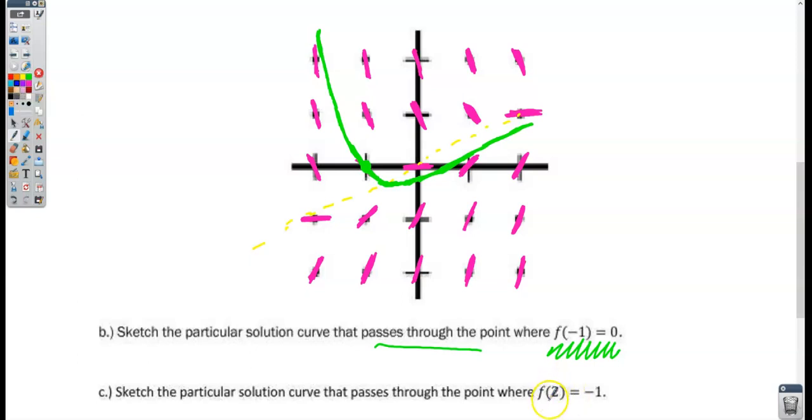All right, the next one passes through the point where f of 2 is equal to -1. So that's this point right here. Not much slope field for me to draw here. As I move to the left, this is going to get steeper and steeper as I move down into the left. And to the right, it's going to just start to flatten out a little bit. And boom, I'm off the edge of my curve. And so that's all I can get for my particular solution curve for that slope field.